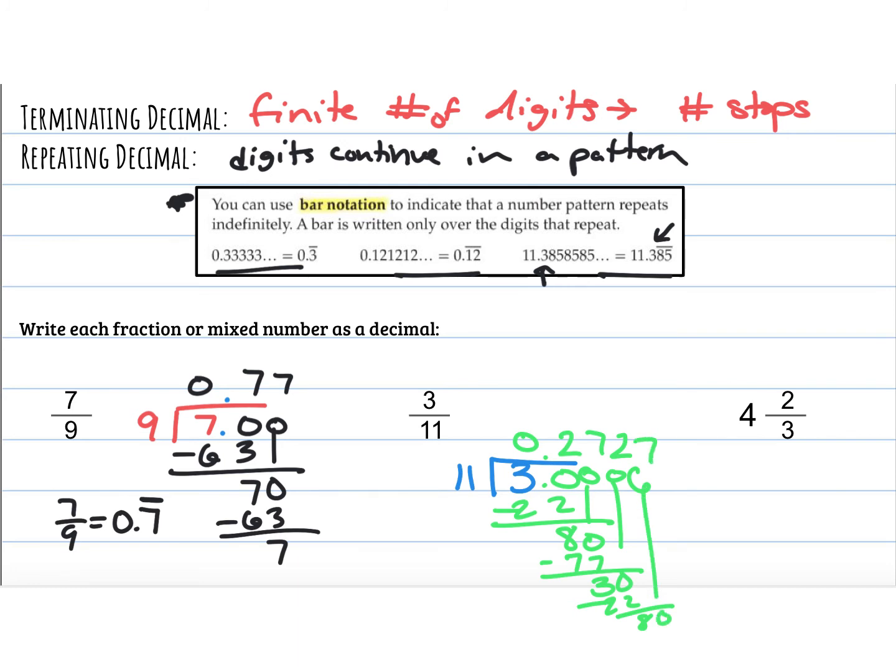So we can see now that 3/11 is the same as 0.27 repeating. You could write it like that with that bar notation, or simply just write those first digits that repeat with the bar notation right over that.